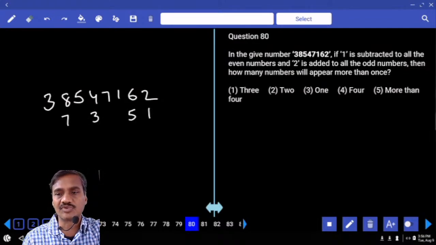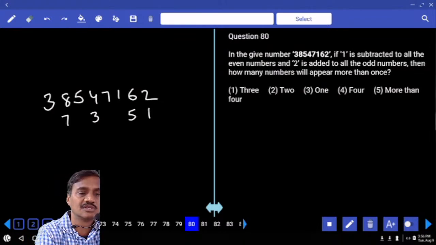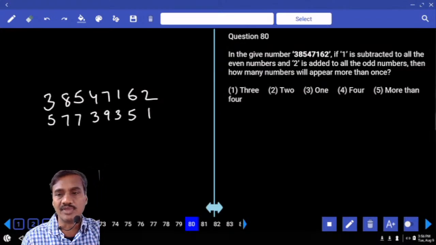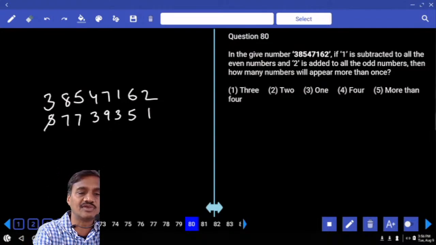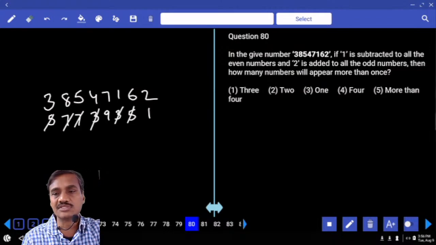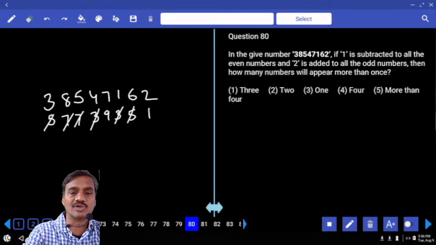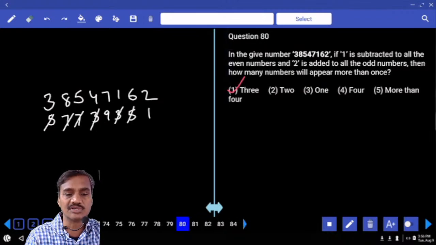1 is subtracted from each of these even digits and 2 is added to all odd digits. Now 2 is added to all odd digits: 3 plus 2, 5 plus 2, 7 plus 2, 9, 1 plus 2, 3. Then how many numbers will appear more than once? 5 appears twice and 3 appears twice, 7 appears twice. And there are 3 digits that appeared twice, that is choice 1, question number 80.